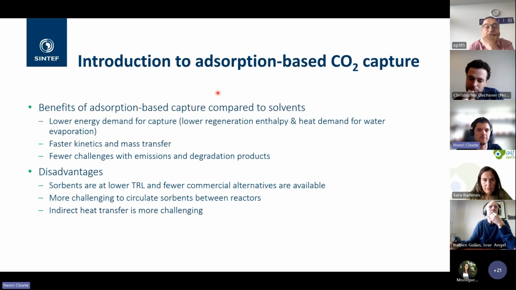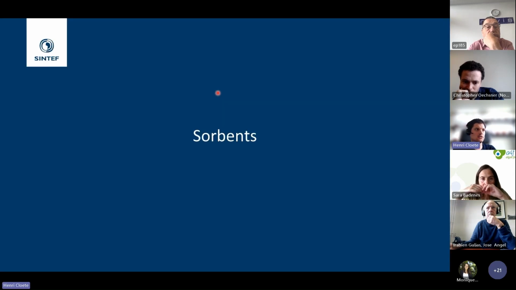So that has some implications for what kind of reactors and what kind of processes you can use. And then lastly, if you want to do indirect heat transfer, it's also more challenging because the thermal conductivity in the packed bed of particles is quite a lot lower than it is for a liquid in a solvent-based process, for example.